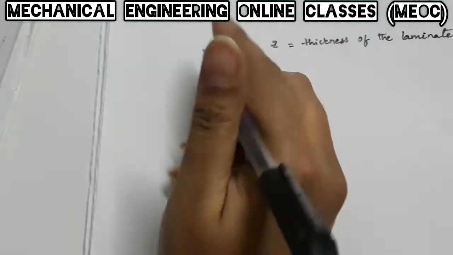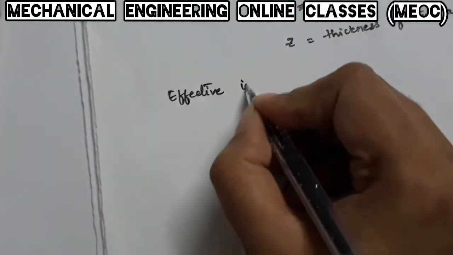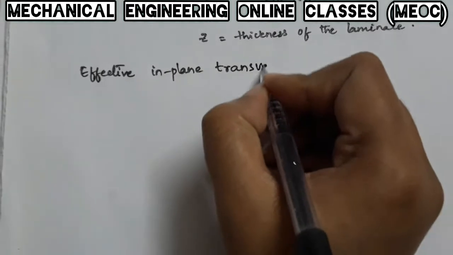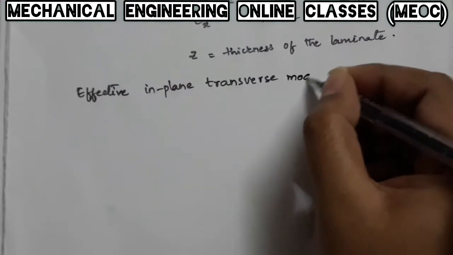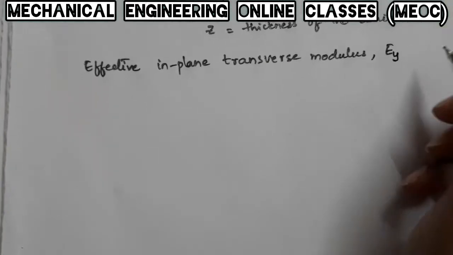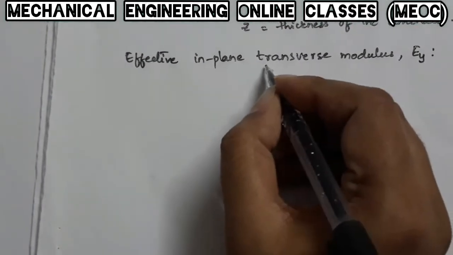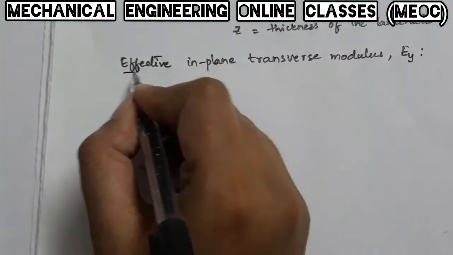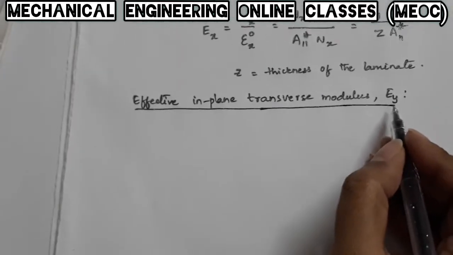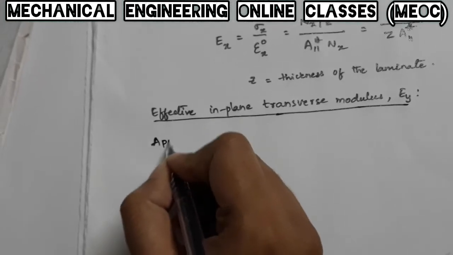Again we will find out the effective in-plane transverse modulus, which is represented as EY. The moment we say transverse, it is perpendicular to the longitudinal axis. So it is EY. Now in order to find the value of EY, I have to apply load only in y direction. So I am performing this experiment.